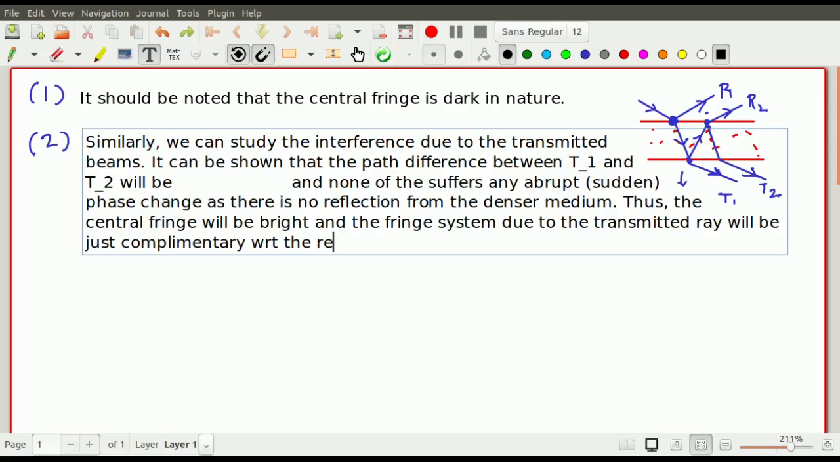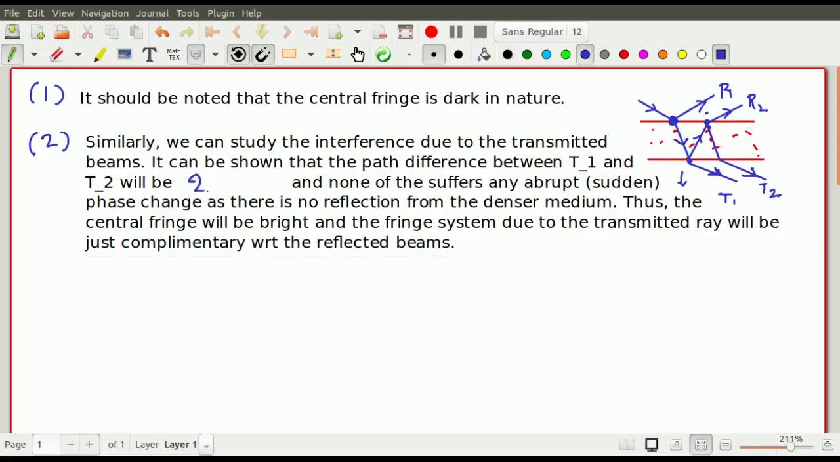The fringe system due to the transmitted ray will be just complementary with respect to the reflected beam. So it will be just complementary: the central fringe over here will be bright, the next one will be dark, next bright. And what was it in the reflected system? In the reflected system the central is dark, then bright, then dark, like that. So the situation will be a bit different.